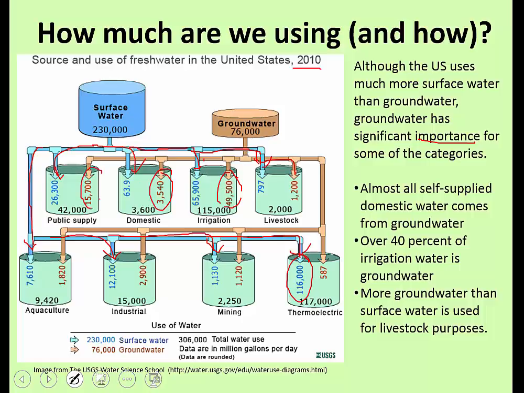Public supply, it's actually a fairly large portion of that. A little bit of aquaculture, a little bit of industrial. About an equal amount for mining comes from groundwater as surface water. Thermoelectric, very little coming from ground sources. They tend to use reservoirs there. Okay, and then the livestock here we talked about a little bit.